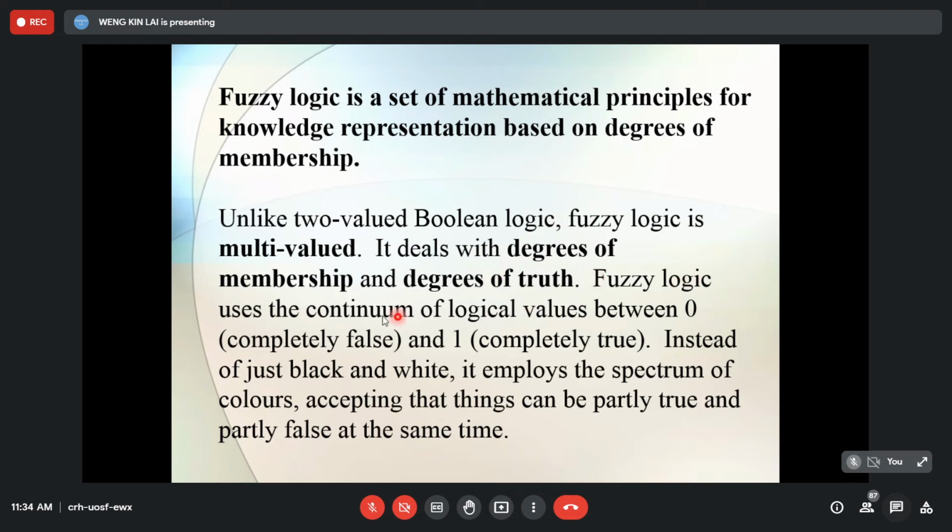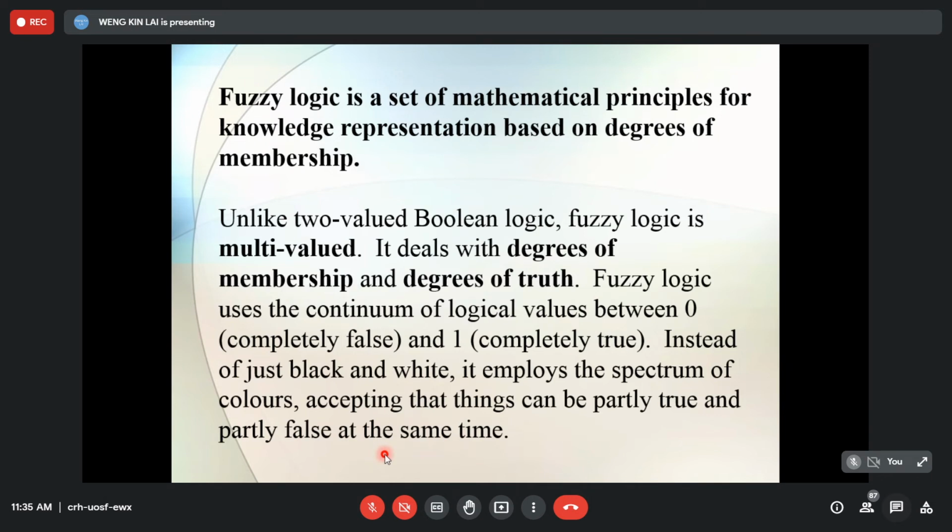Fuzzy logic uses the continuum, right? Continuous values of logical values between 0, completely false, and 1, completely true. So in between is continuous. So it's no longer just 0.5 or whatever. There's no longer an arbitrary line in the sand. So we use all the values in between 0 and 1. For example, instead of just black and white, it employs a spectrum of colors between black and white, accepting things can be partly true and partly false at the same time.